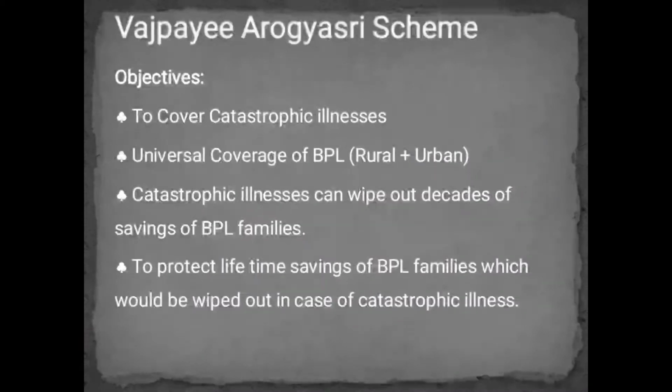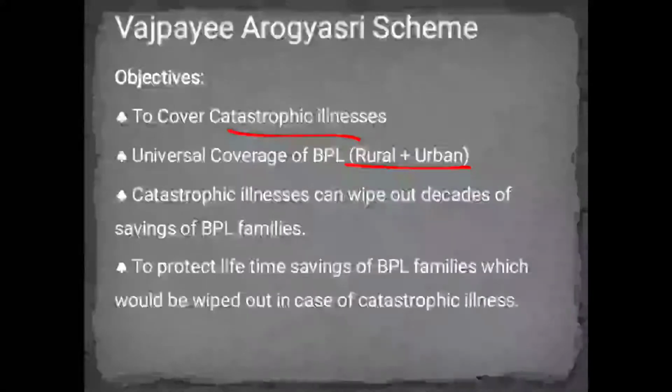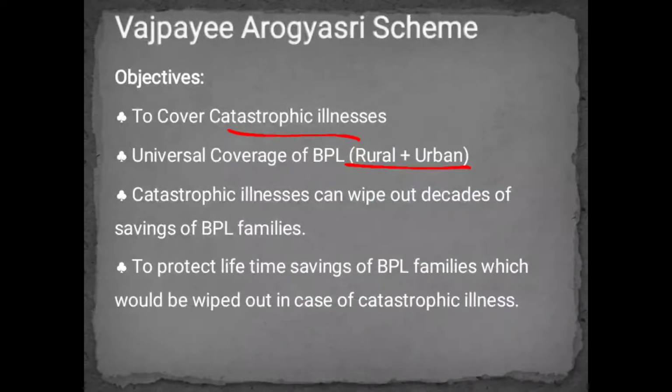So some more information regarding the Vajpayee Arogya Shri scheme. The objectives: to cover catastrophic illness, since sometimes catastrophic illnesses will come. Then universal coverage of BPL, rural as well as urban. Earlier we saw one scheme is covering only the rural people.